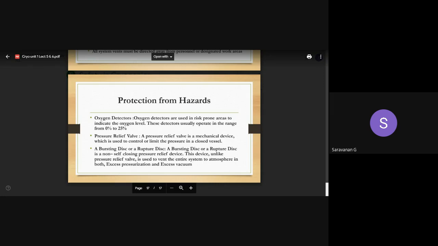It is a kind of rupture disc. Unlike a pressure relief valve, it is used to vent the entire system to atmosphere during excessive pressurization as well as excessive vacuum conditions. A pressure relief valve can be operated only in excessive pressure condition, but this bursting disc or rupture disc will be useful when venting the entire system to atmosphere in both excess pressure as well as excess vacuum conditions.